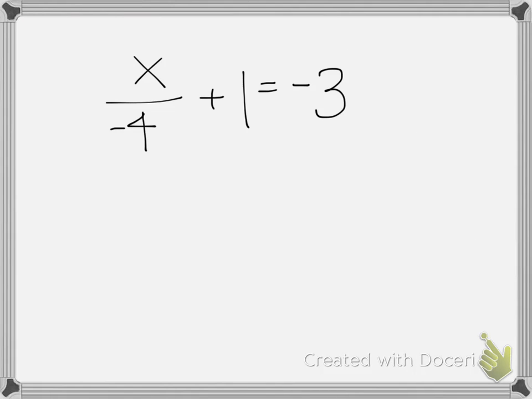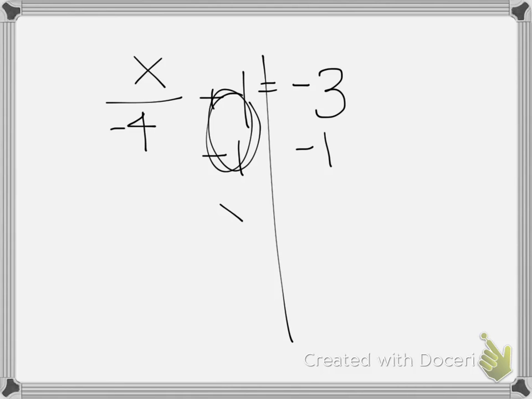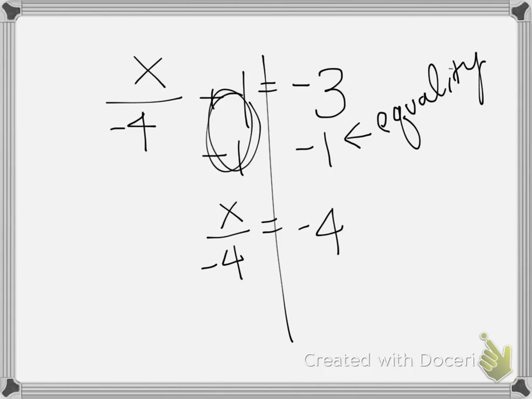I showed in class a couple different ways that we could solve this problem. So one way is to get our 0 first. So we're going to minus 1 on both sides. 1 minus 1, 0. X over negative 4 equals negative 4. Well, in this one, so I'm going to justify this step right here. This is the equality property of subtraction.